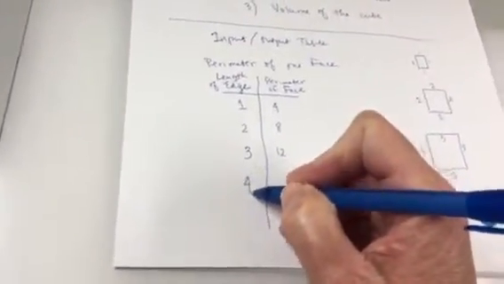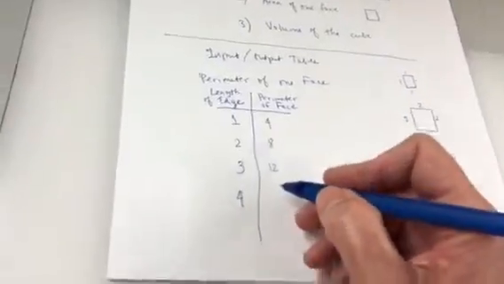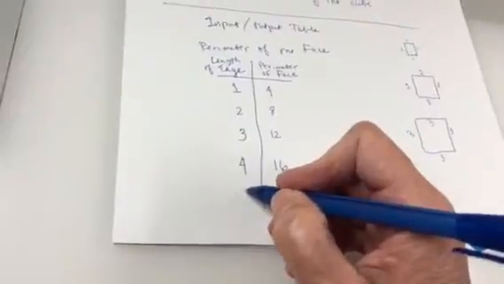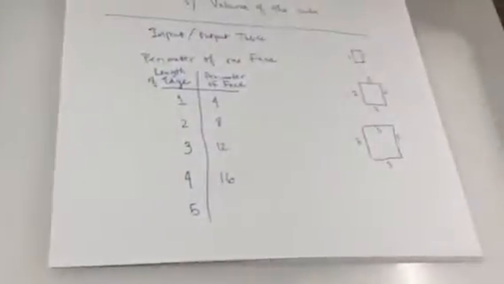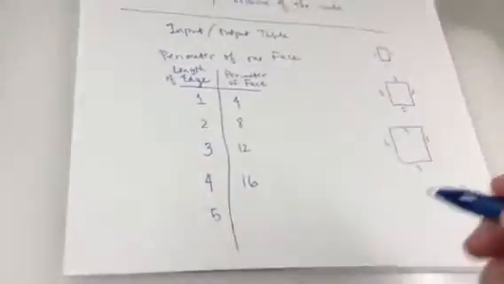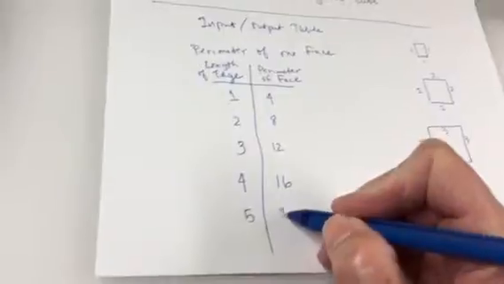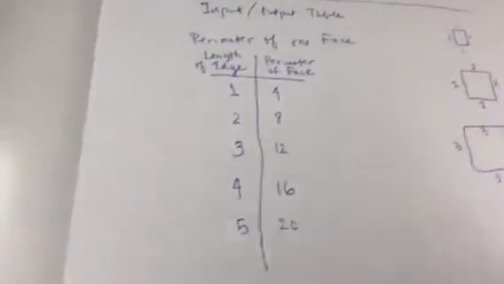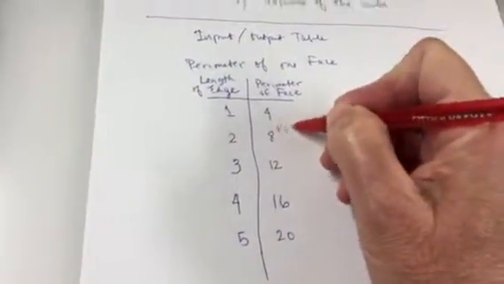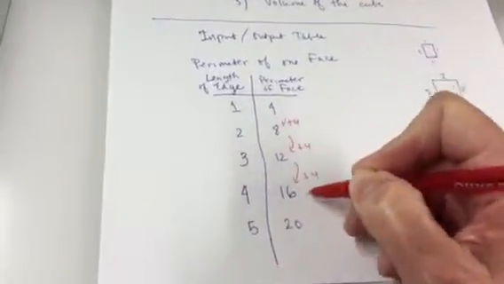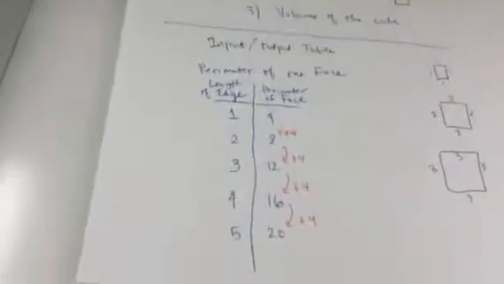So a length of the edge is 4. What's the next number there? 16. And then the 5, I have the one that's 5 on the table there. That would be 5 plus 5 plus 5 plus 5, which would be 20. So it looks like, and this is the case, that it's adding 4. Plus 4, plus 4, plus 4.